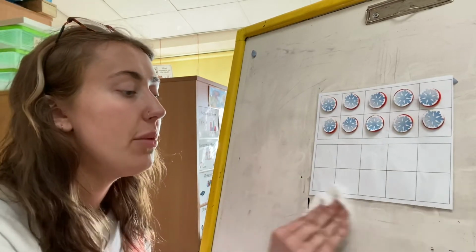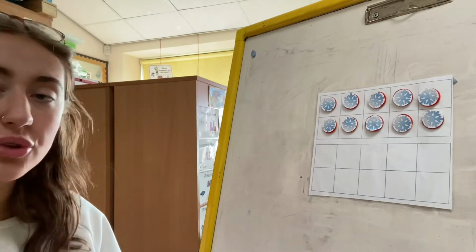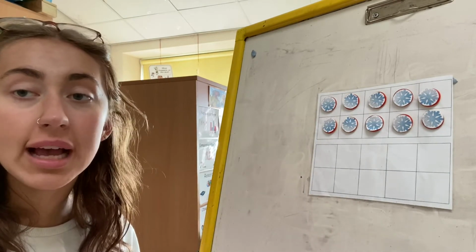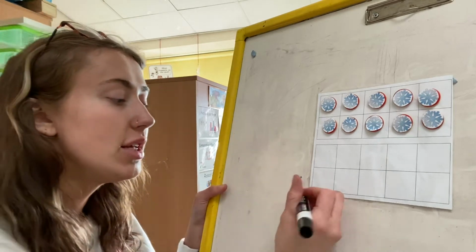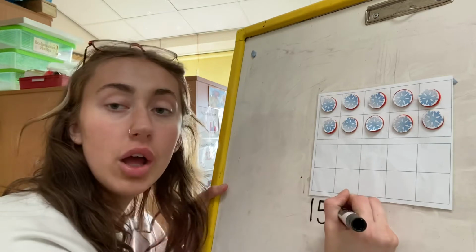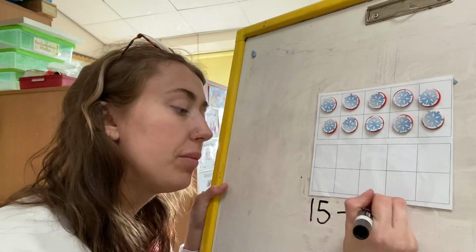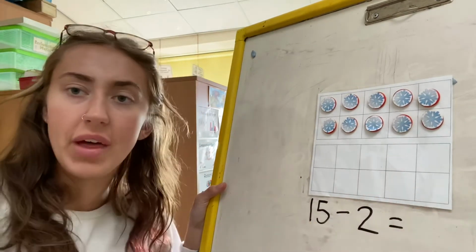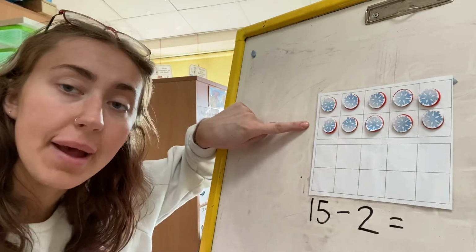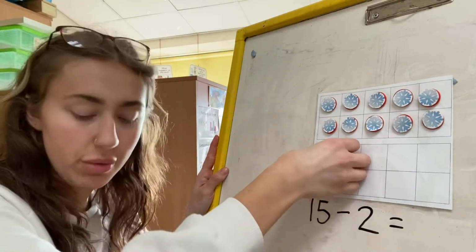I'm going to rub that away, and I'm going to write an equation, and we're going to use our tens frame and our snowflakes to work out the answer to our equation. So I'm going to write 15 subtract 2. I'm going to find out what that equals. So for 15, we've already got our 1 ten here, but we need 5 1s. So I'm going to put those on.